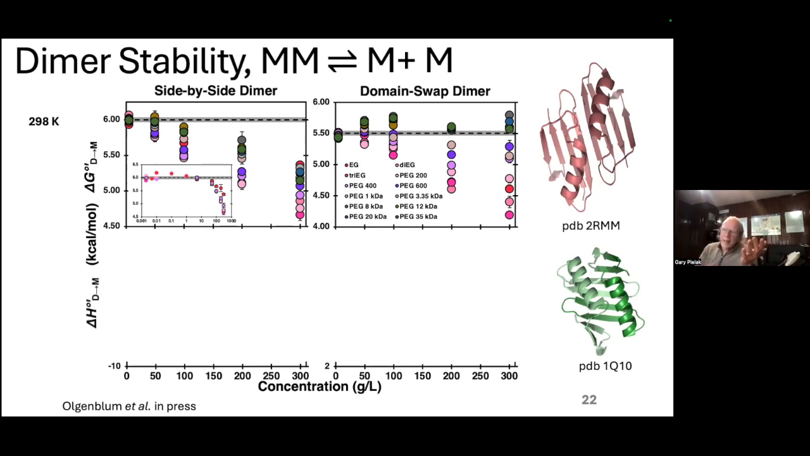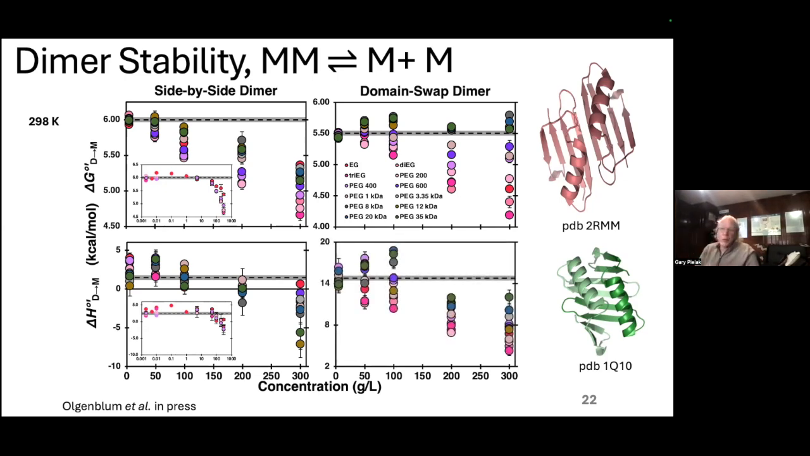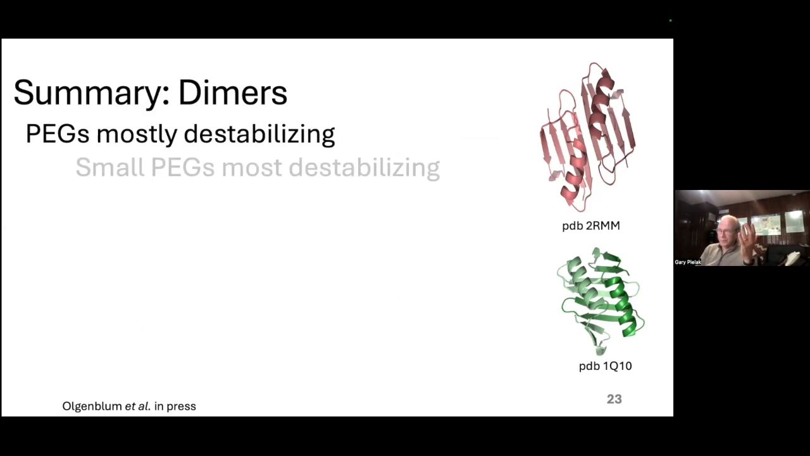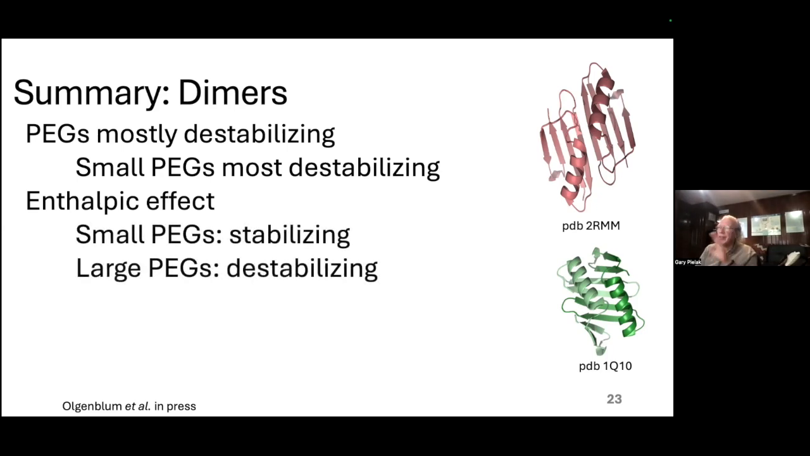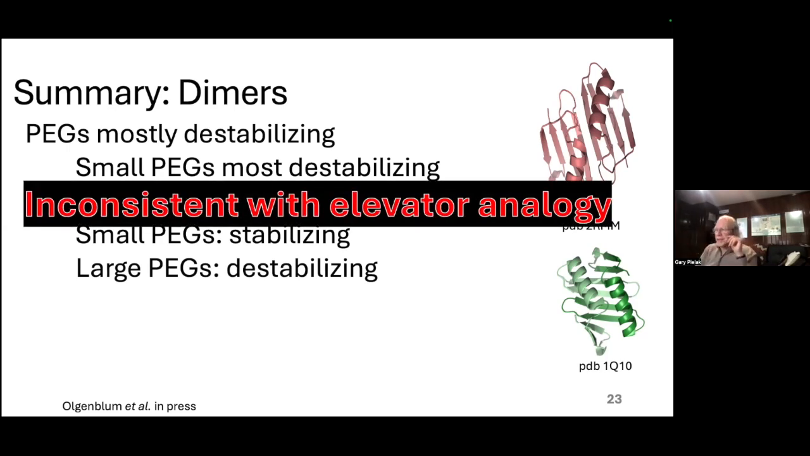If we look at the enthalpy change of crowding, again, we see a bit of a stabilizing enthalpy change at low concentration, but then the enthalpy change becomes destabilizing. Same for the domain swap dimer. So the summary here, PEGs are mostly destabilizing, and small PEGs are the most destabilizing. There's always an enthalpic effect. Small PEGs tend to be stabilizing, large PEGs are destabilizing enthalpically. Again, inconsistent with simple theory.